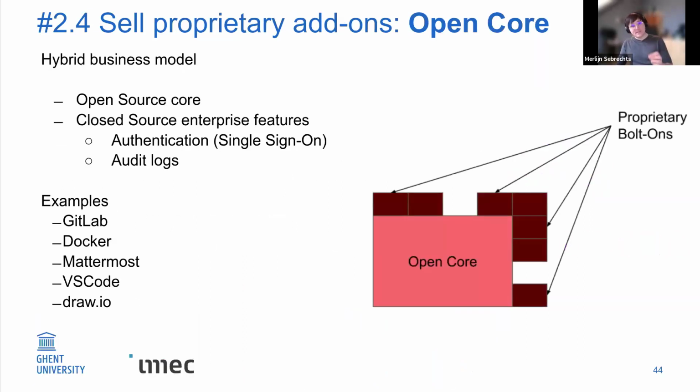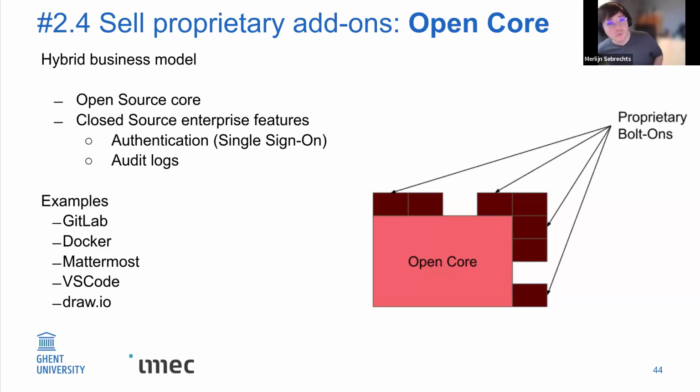Fourth business model is to sell proprietary add-ons. This is what we call the open core business model. It's a hybrid business model where the core of your application is open source. This is often called the community version of your application. And then there are a few small features on top of that open source core that are enterprise focused features that are proprietary and that people have to pay for.